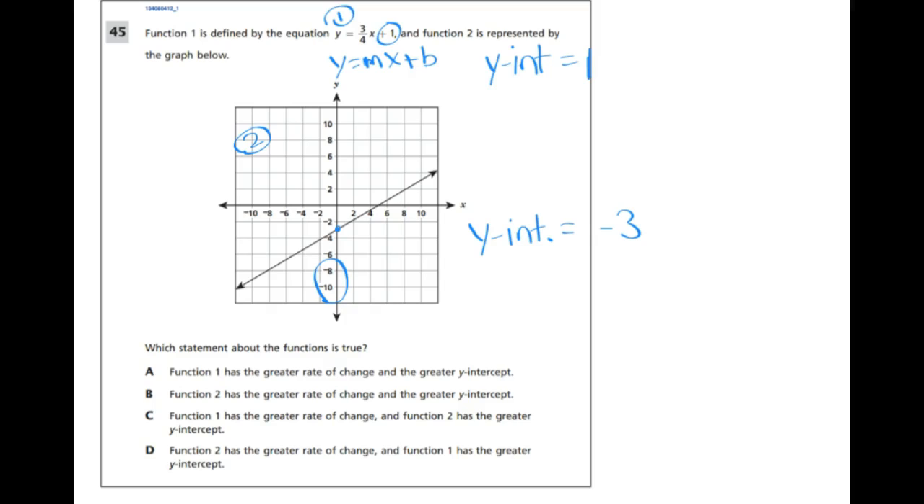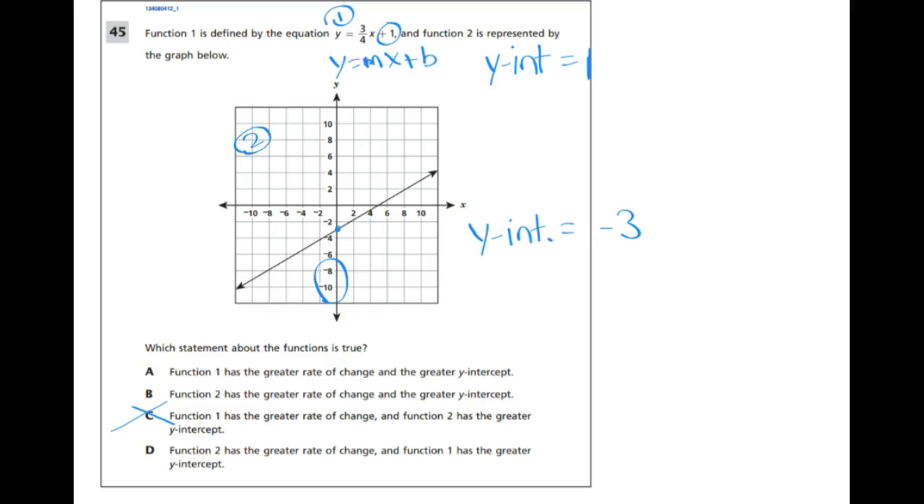Can we eliminate any of the choices based on that? Let's see. Part A says function 1 has a greater rate of change and a greater y-intercept. Function 1 does have a greater y-intercept, so that one's still okay. B says the same thing. C, though, says function 2 has the greater y-intercept. That's not true, so we can actually get rid of C right now, because it says that function 2 has a bigger y-intercept, and that's not true. Alright, so it looks like we need to know something about the rate of change.